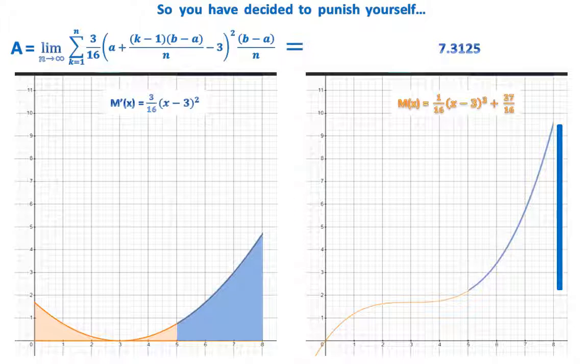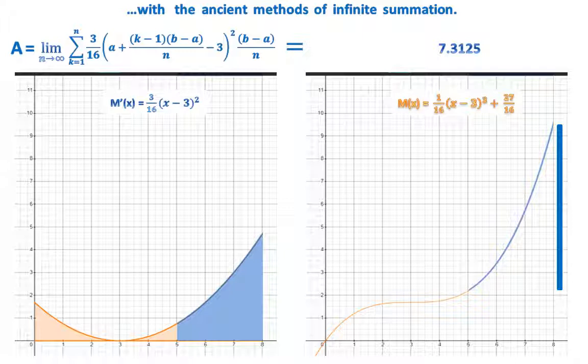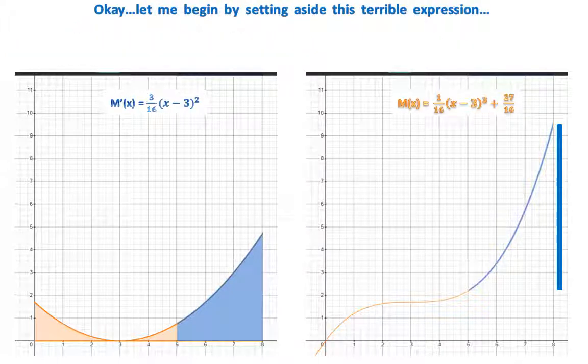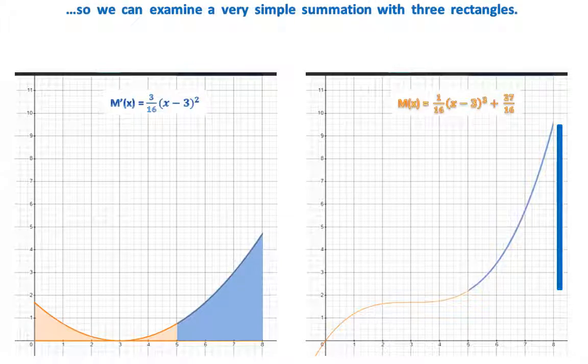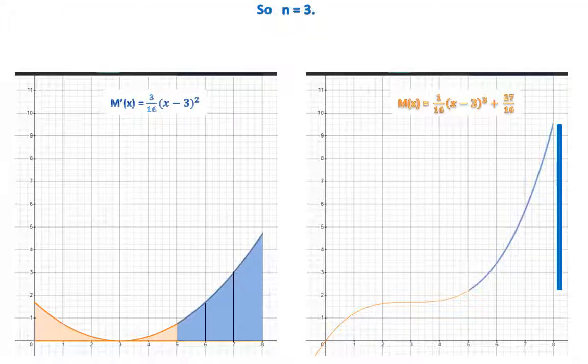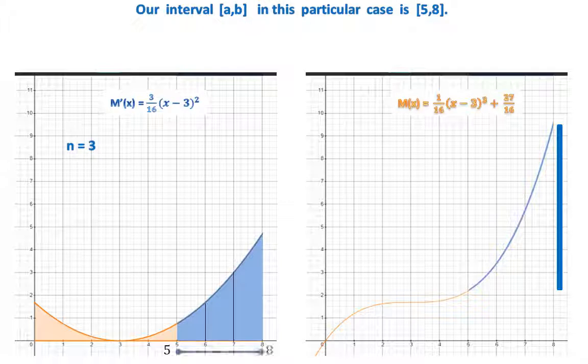So you have decided to punish yourself with the ancient methods of infinite summation. Okay, let me begin by setting aside this terrible expression so we can examine a very simple summation with 3 rectangles. This means that we will divide our interval below into 3 increments, so n equals 3. Our interval AB, in this particular case, is 5 to 8.